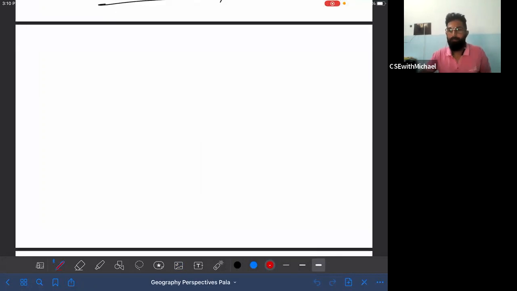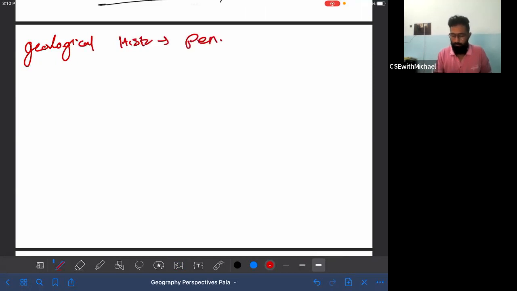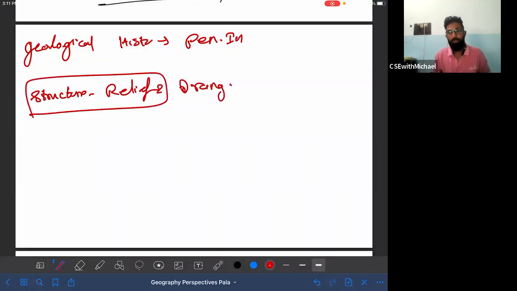Right. So we'll start. We have seen the geological history of peninsular India. Now, what is the next thing mentioned in our syllabus? Structure, relief, and drainage. So we'll be looking at structure and relief of the peninsula in the following classes. Following couple of hours, we'll be looking at that.